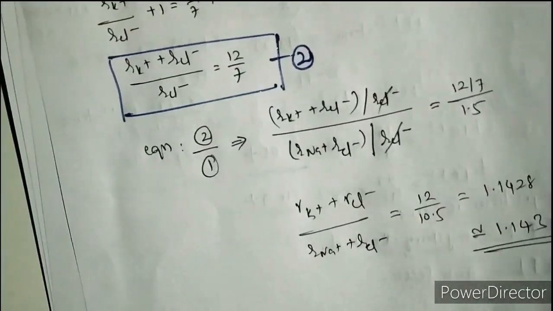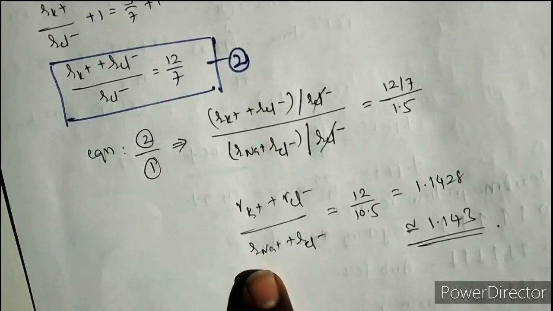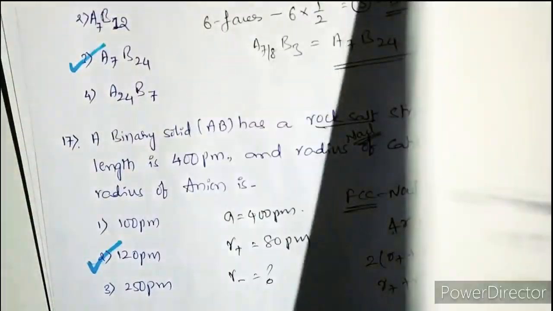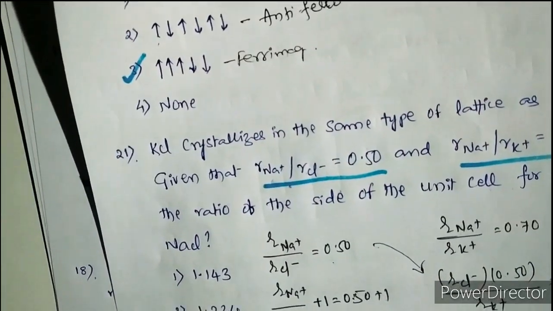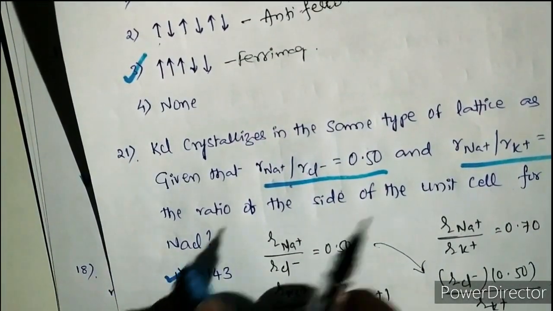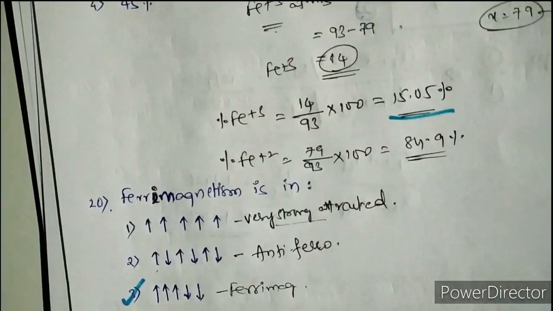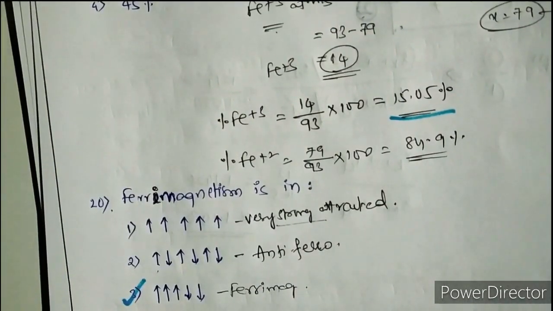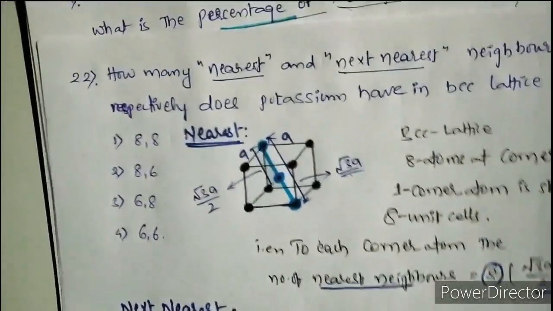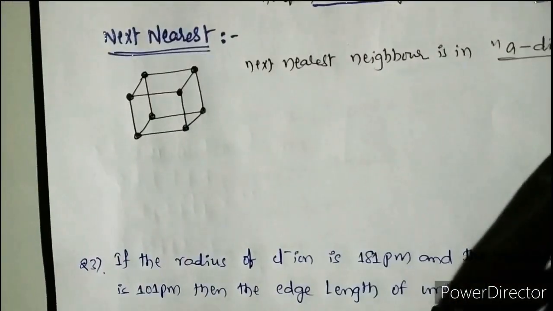Okay, so what is your answer? This we are looking for, right? You got 1.143, so your answer is 1. Okay, so this is your 21st question. Next one, taking the 22nd question. Here is the question. It reads like this.